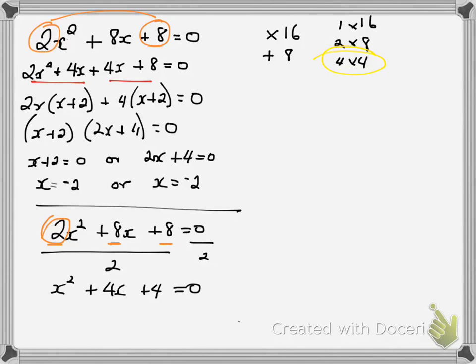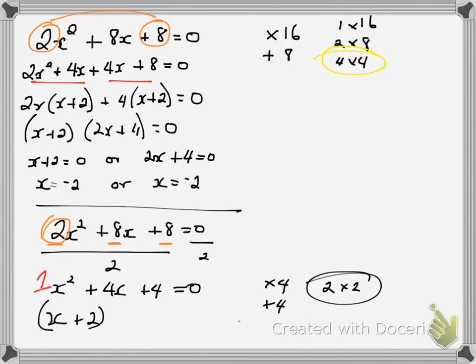equals 0. Now the beauty of this is, I'm back to one of those nice ones where the coefficient is 1, which means I can chop out a lot of the extra work. So what two numbers multiply to give me 4, but add up to give me 4? Very straightforward. 2 times 2 will equal 4, and 2 plus 2 equals 4. So my brackets are x plus 2, and the other bracket will also be x plus 2.